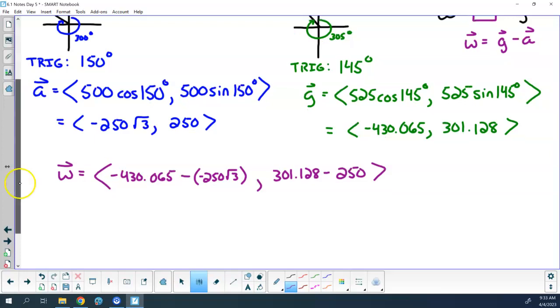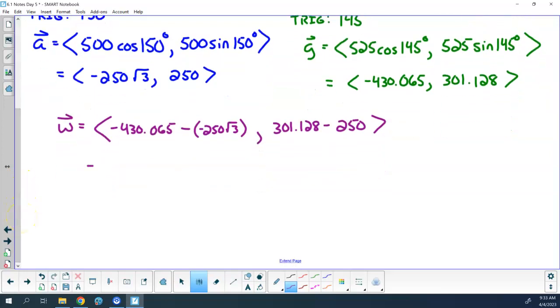So that being said, you should get a vector W that in component form is 2.95788, comma, 51.1276. My calculator has 6 digits is what it rounds to. Okay? That's the vector. What do we need out of that?